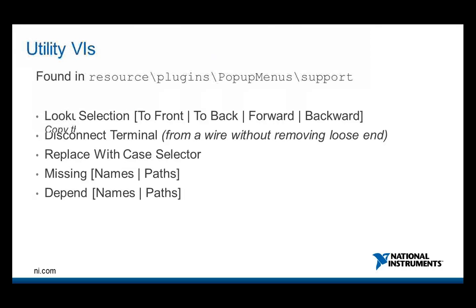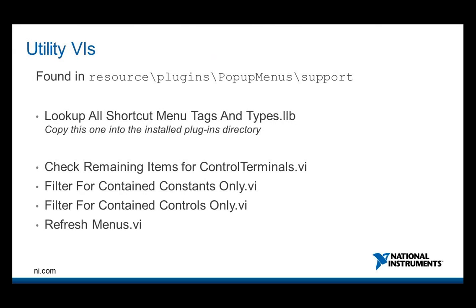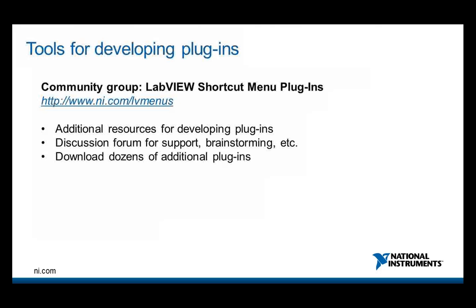You'll find all of the utility VIs that I talked about in this presentation in resource plugins, pop-up menu support. Remember, you don't have to write that down because you wrote down ni.com/lvmenus at the beginning, where you can get this presentation from. I demoed the lookup plugin, and then a few utility VIs that help us do things. Talked about refresh menus, a couple of VIs for figuring out if things are nested inside of other things, and I'll talk about the control terminals one in a couple slides from now.